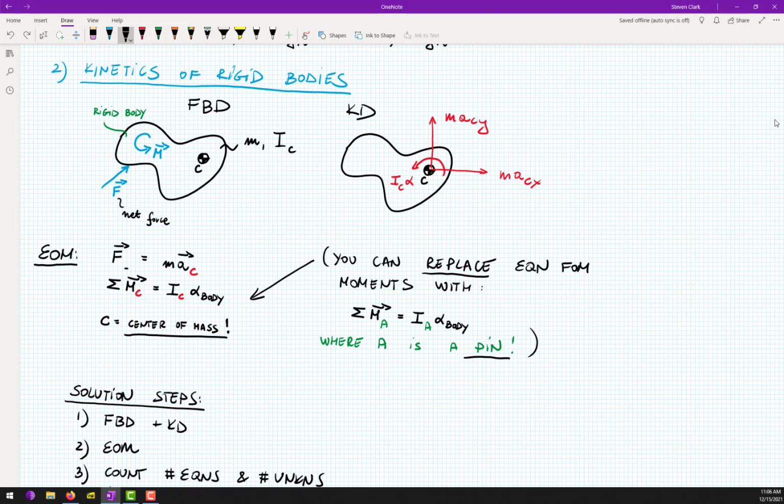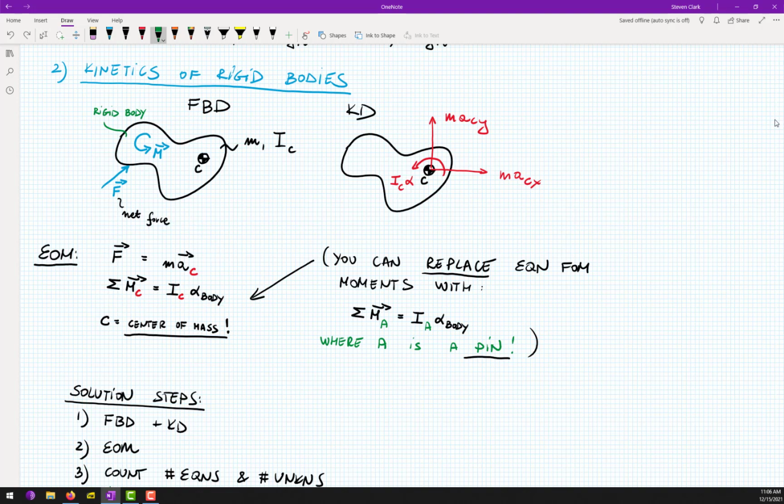Where we can sum all the moments acting on the system, and we can equate them to IC times alpha body. And by the way, the most important part in here is that we just sum those moments up about point C, and this is equal to IC alpha body, where C is the center of mass. So that's it. That's how you write equations of motion for a rigid body.